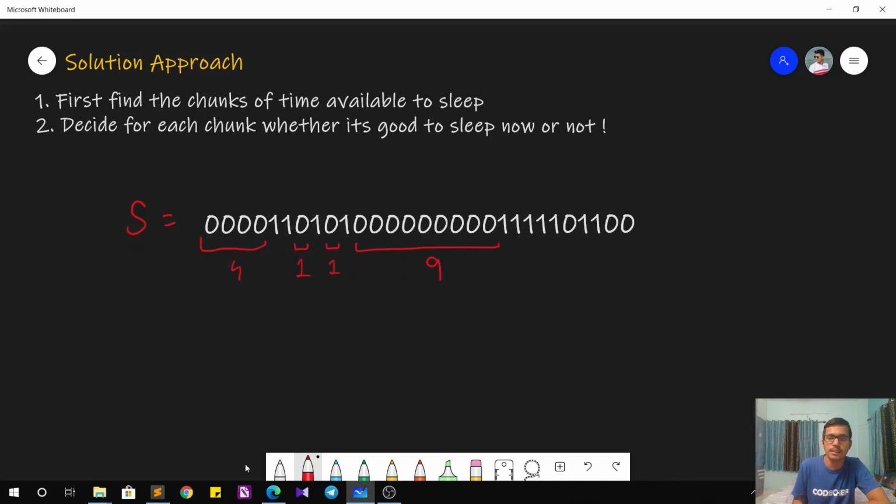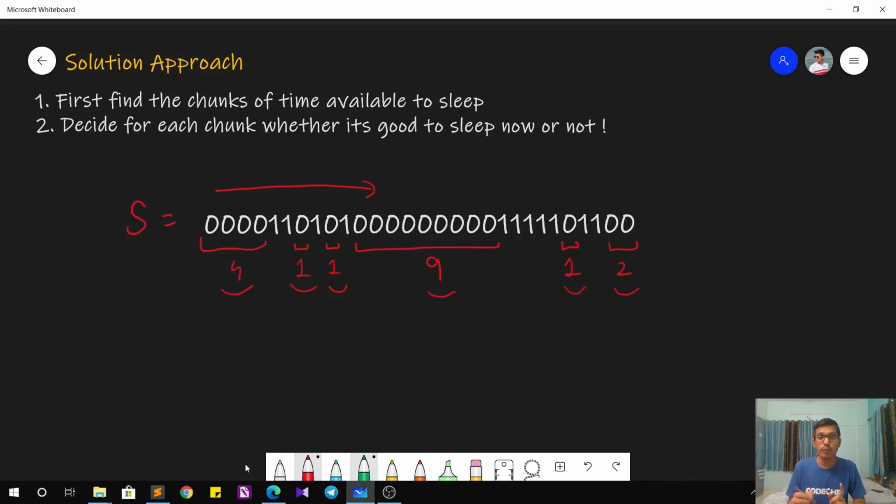Then again there's a chunk over here, 1, and over here 2. So basically these are the numbers that matter to us: 4, 1, 1, 9, 1, 2. And this is the order. So the day goes on like this. That is, Chef cannot first sleep over here and then sleep over here. No, he has to go in order of the day. So these numbers are of value to us, and now we have to just decide, for each of these chunks, whether it's good to sleep now or not.